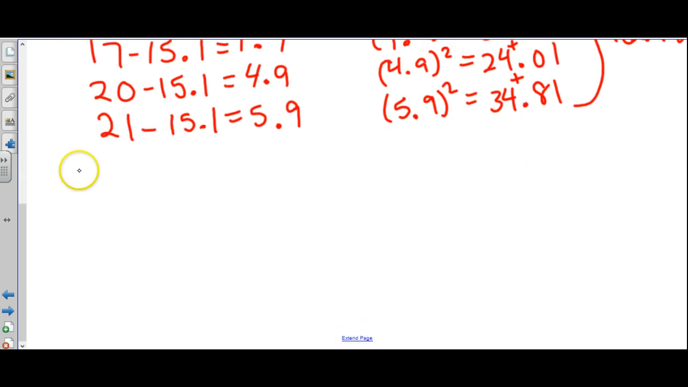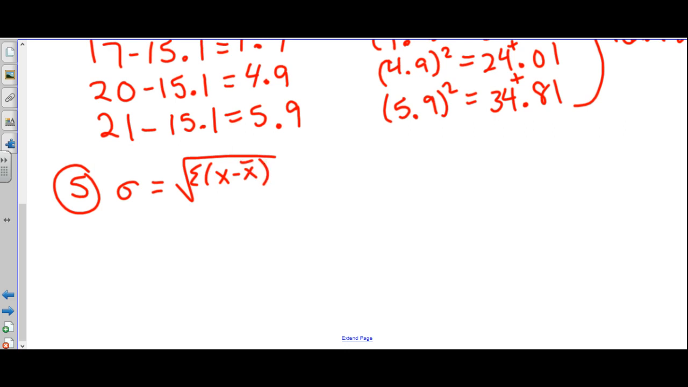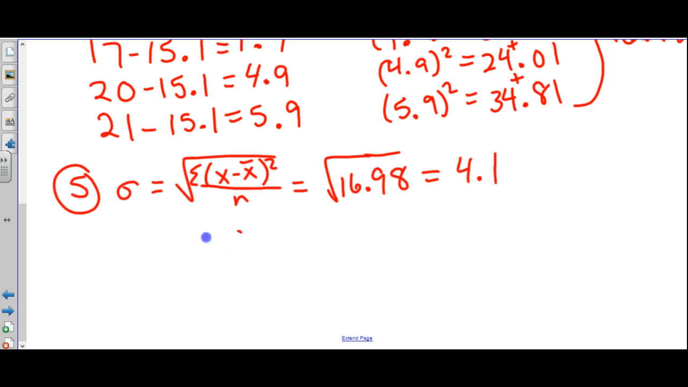So then the last step to find the standard deviation was to square root that final number that you get. So we did all of this and got 16.98. We still need to square root that, which gives us 4.1. So the standard deviation for this data set is 4.1.